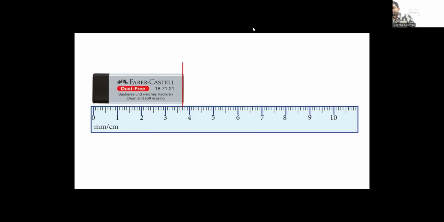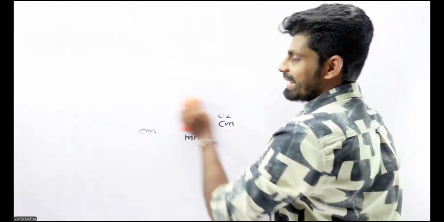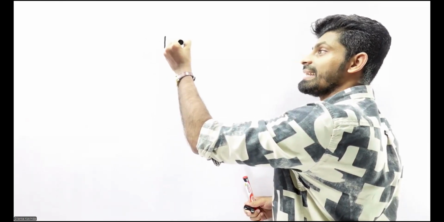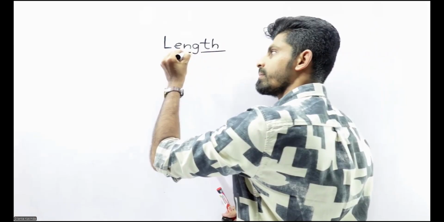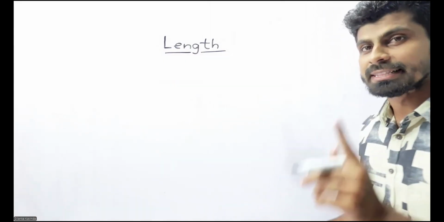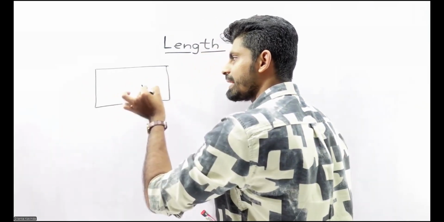Then you can write down the topic. So what is the topic? Length. Quickly write down the topic. What is the topic? Length. Then you need to draw how many images are there?